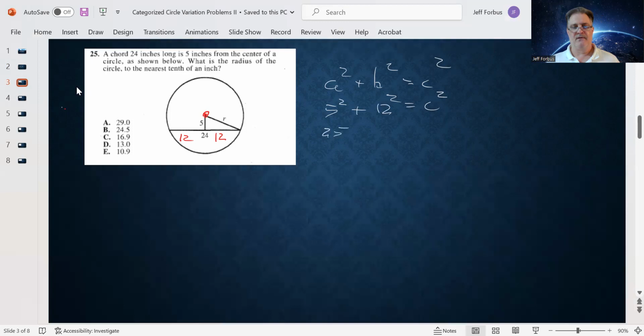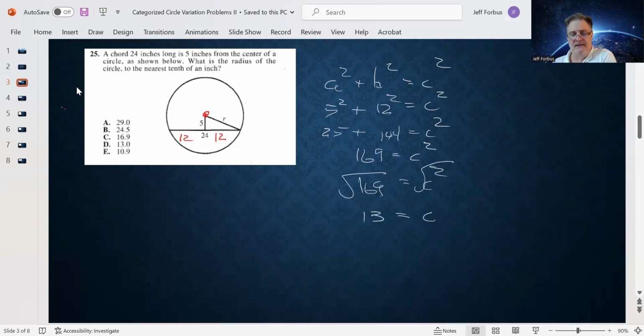So 25 plus 12 squared is 144. Now 25 and 144, 5 and 4 is 9, so 169. That's equal to c². Okay, now we've got to take the square root of both sides. So the square root of 169, the square root of c², leaves c. The square root of 169 is 13. And that's going to give us our answer choice, D as in dog.